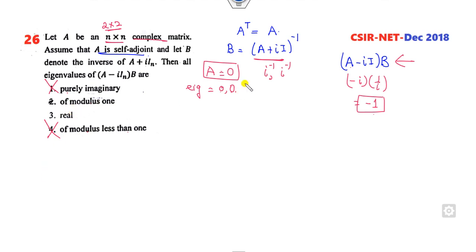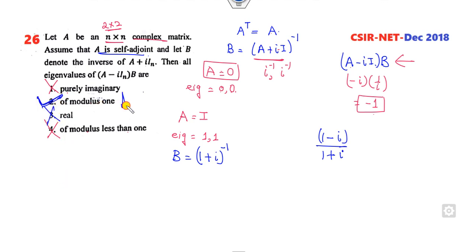So out of these two options we can think about another matrix. I can simply take A as I. What are the eigenvalues of I? 1, 1. What are the eigenvalues of B? It is 1 plus iota inverse. If I substitute here, what are the eigenvalues of this? 1 minus or 1 plus this. So what is the meaning of that? Is it real? No, it is a complex number also. So it is cancelled out. So modulus 1 is the right answer to this problem.